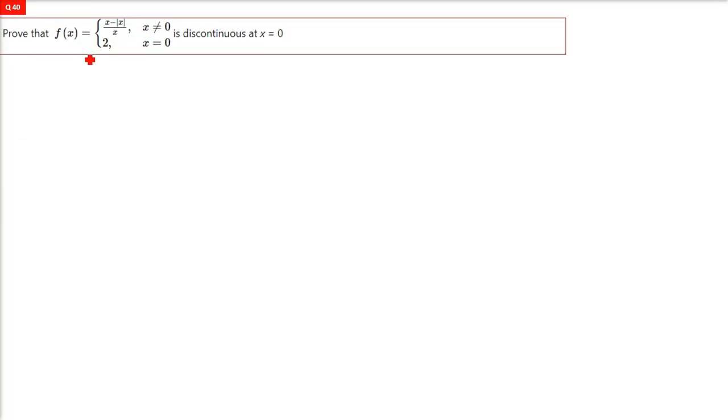Prove that f(x) equals this is discontinuous at x equals 0. So x minus mod x divided by x at x equals 0. When you take a step back, I'm just saying step back because we are going to use h. So at x equal to 0, f(0) is already given as 2. This is already given in the question, so you don't need to check for that. You just have to see the left hand limit and right hand limit.